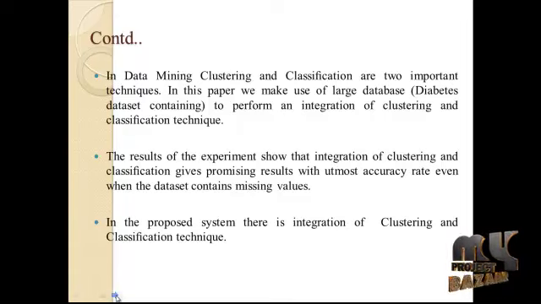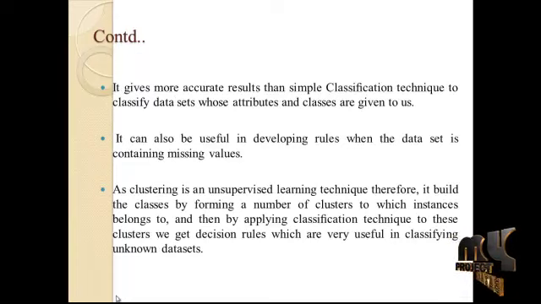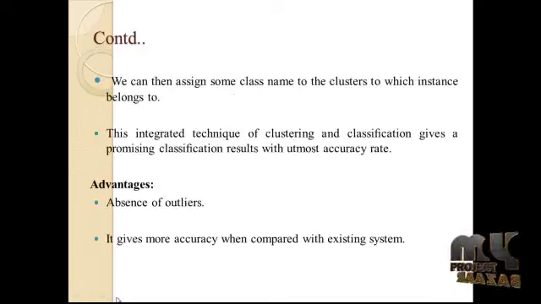In the proposed system, there is integration of clustering and classification technique. It gives more accurate results than simple classification technique to classify data sets whose attributes and classes are given to us. It can also be useful in developing rules when the data set is containing missing values. As clustering is an unsupervised learning technique, it builds the classes by forming a number of clusters to which instances belong, and then by applying classification technique to these clusters we get precision values which are very useful in classifying unknown data sets.